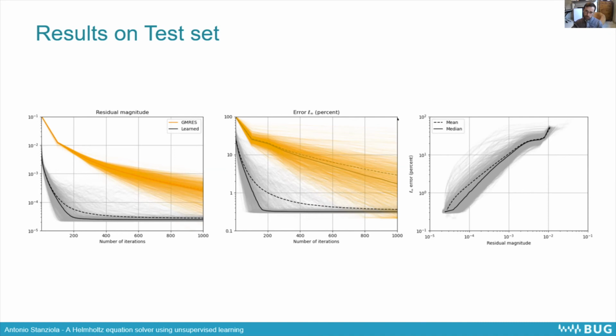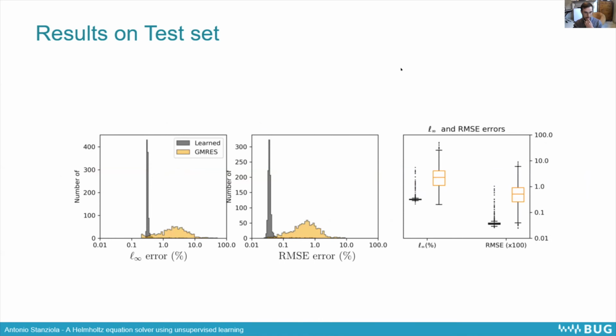And so if we look at the distribution of the error at the final iteration, which will be 1000, we get something like this. And here the RMSE error is more or less the magnitude of the residual compared to the magnitude of the field. And again, compared to GMRES, we can see that the results are very clustered around very low values. So almost all the examples in this test set have a very low L infinity error. There are a few outliers that I'm going to briefly mention later on. And the same thing happens for the RMSE.